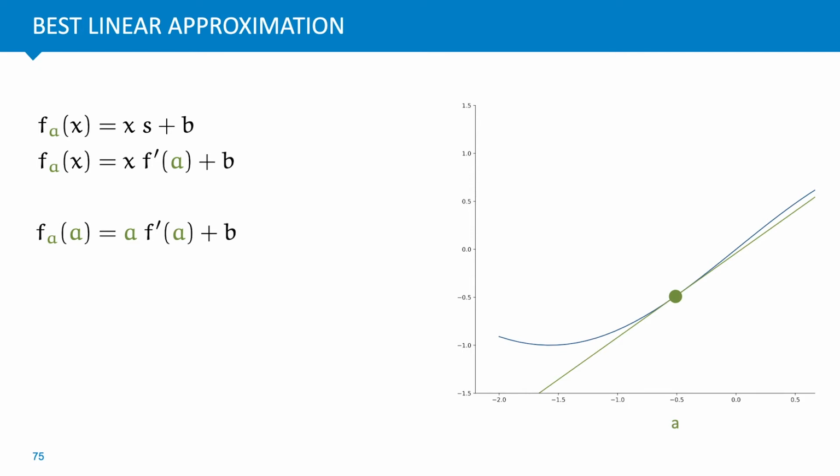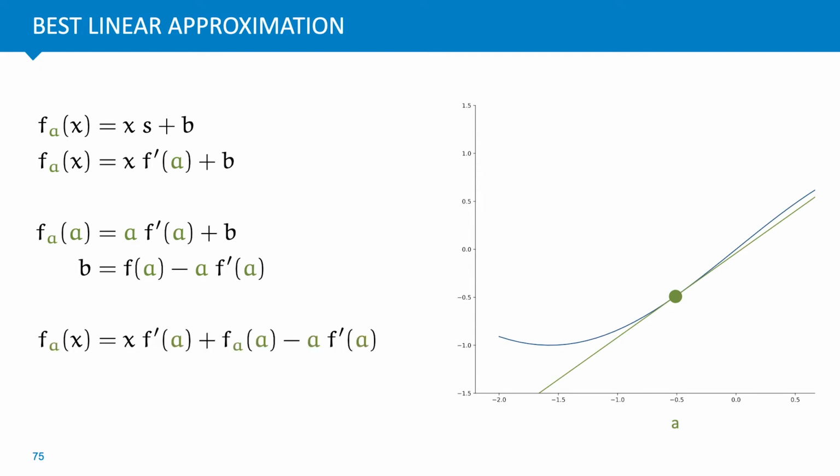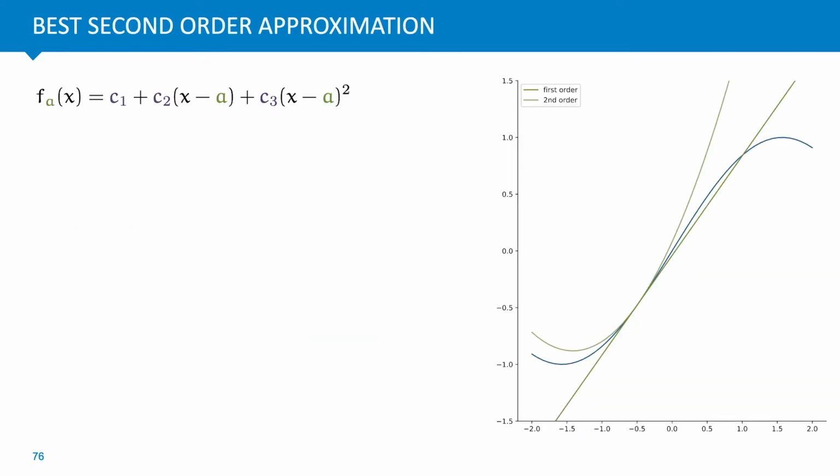Now we know that at this point the approximation is exact, so we can replace f_a(a) by f(a), and we can rearrange to give us this expression for b. If we then fill in b in the original function and rearrange a little, we get this expression for the linear function that best approximates f at the point a. And we will extend this principle to write down the best second order approximation.